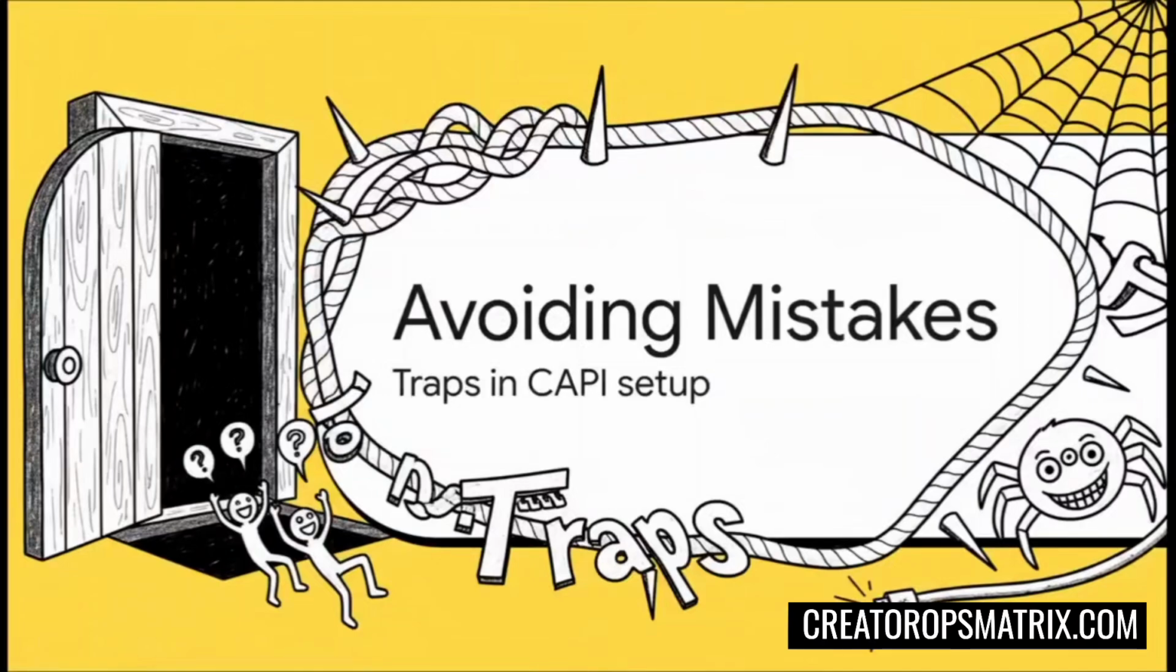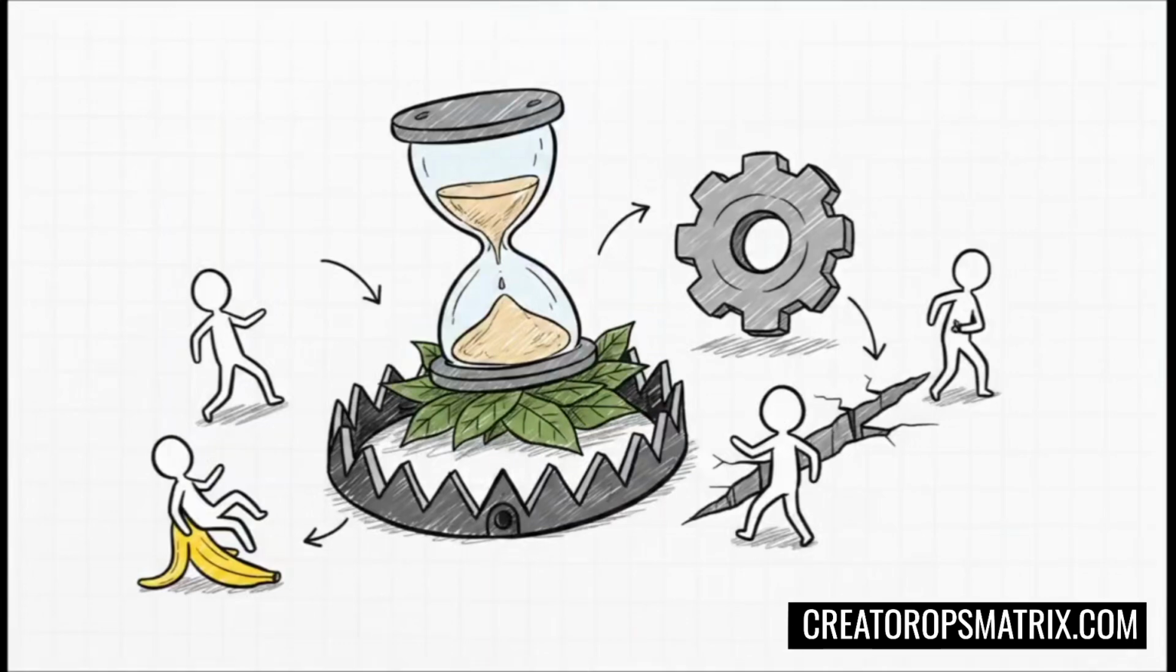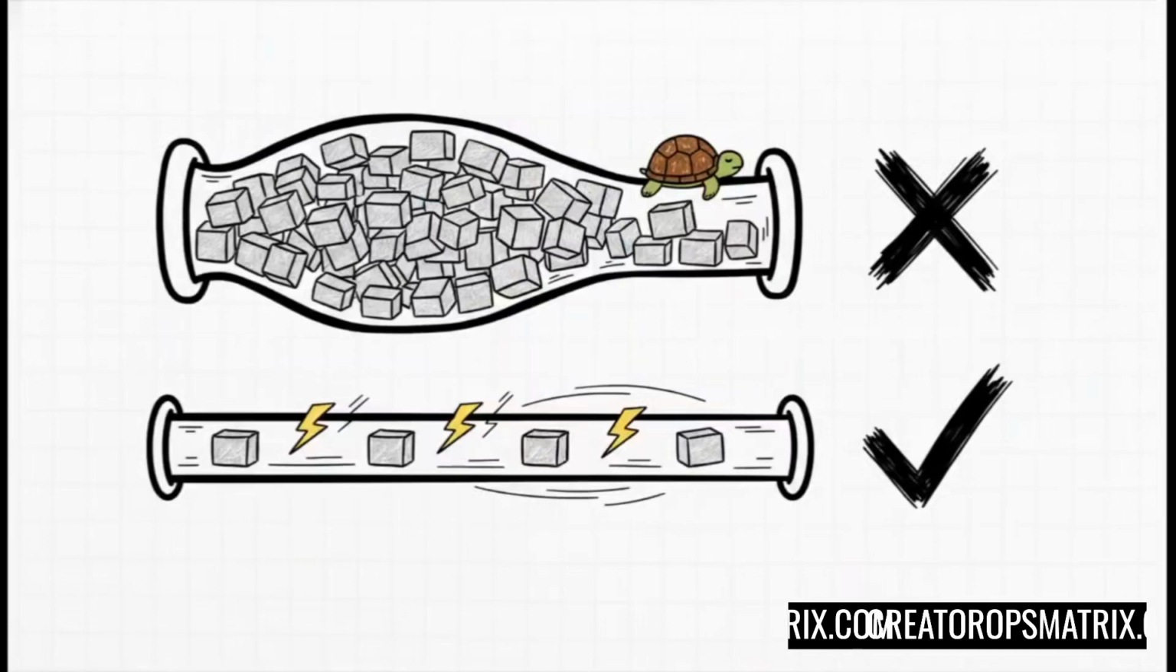Section 5, Avoiding Common Mistakes, the Traps in CAPI Integration. There are 3 major traps that can instantly ruin your score. First, relying only on the FBP without actually capturing the FBC. Second, improperly hashing data without normalizing it first. And third, batching your server-side events to run hourly. That last one is a particularly dangerous trap. We call it the batching penalty.